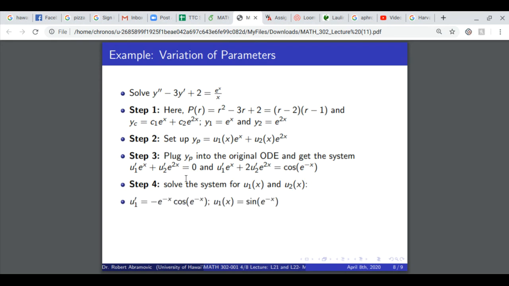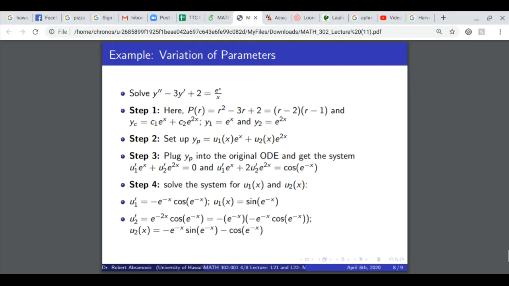If you do some algebra, u1 prime is minus e to the minus x cosine of e to the minus x. u1 of x is sine of e to the minus x. And what do we get? u2 prime is negative e to the minus x times negative e to the minus x cosine of negative e to the minus x. You integrate this, you get negative e to the negative x sine of e to the negative x minus cosine of e to the negative x. I won't go into the details here, but you can check for yourself.